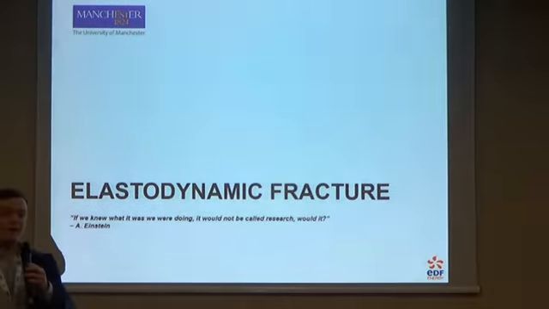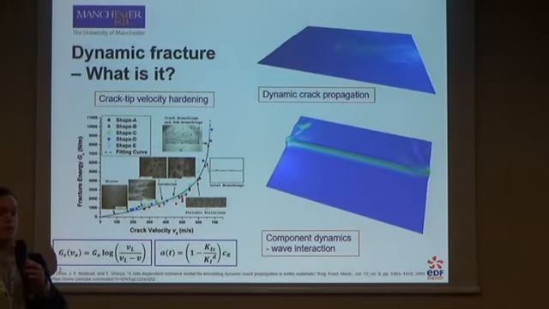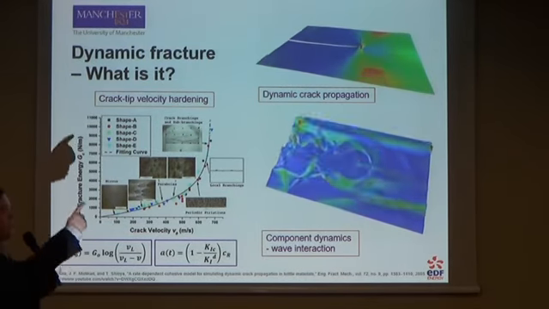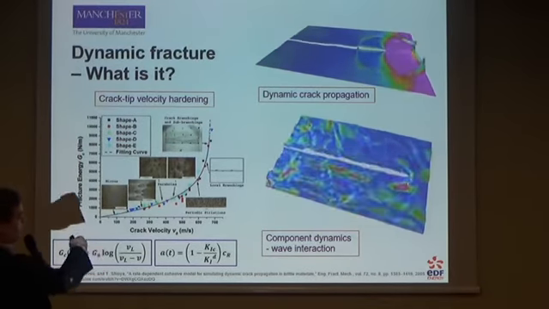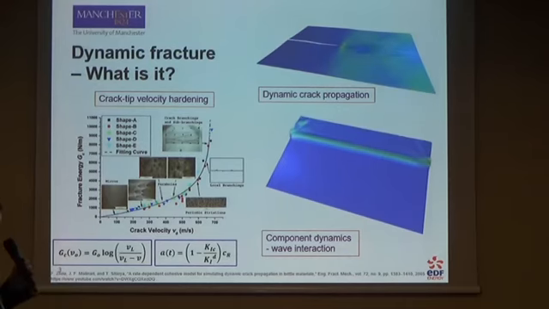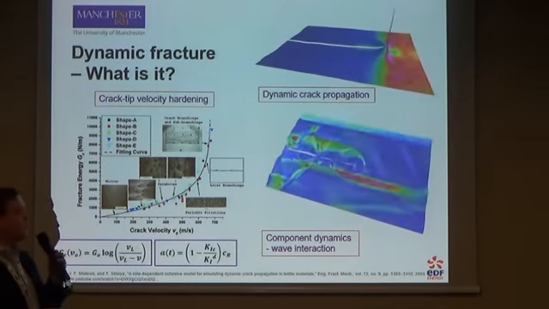So, I'm sure you all know this already, but a brief overview of elastic dynamic fracture. Three particular things going on. You've got a propagating crack dynamically, you've got a dynamic system, and then you've got the velocity hardening that occurs due to different GCs or fracture toughness at initiation.